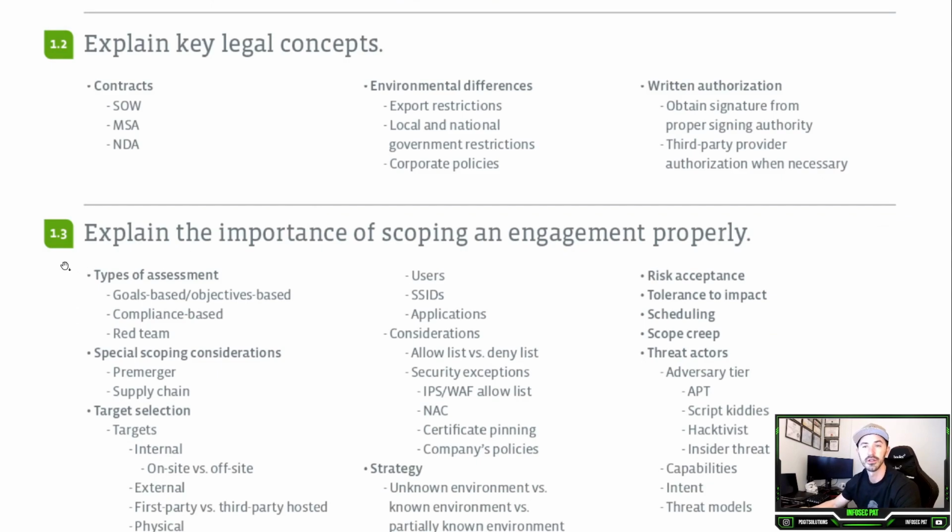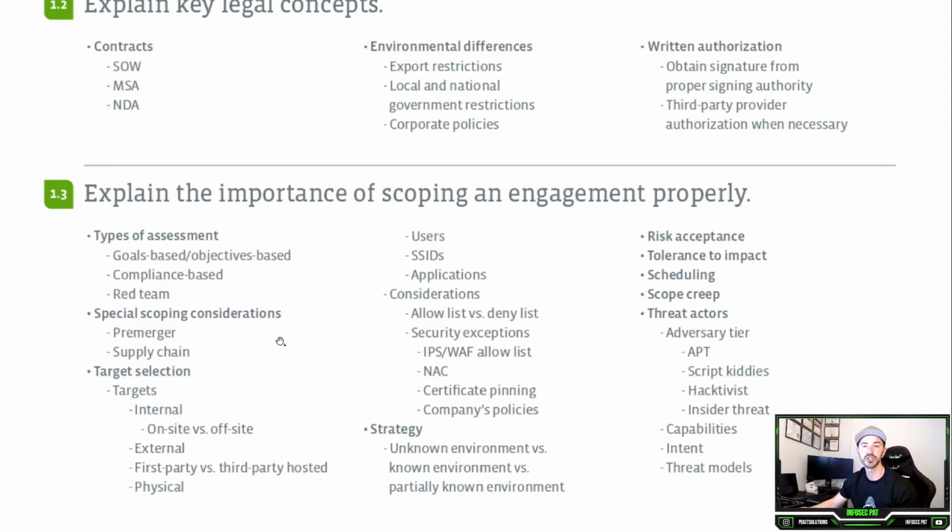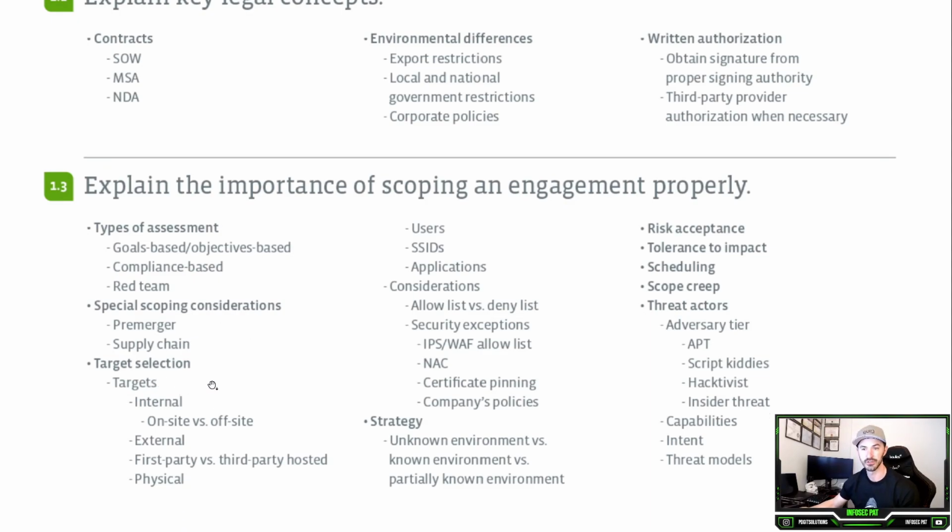Okay, so domain 1.3, explain the importance of scoping and engagement properly, right? This is pretty important. So types of assessments, special scoping considerations, target selections, like what are you doing? An internal one, an external one, an on-site one, a physical pen test. Are you trying to test a biometric system, or the physical security around the boundary of the building? See if you can tailgate into someone's building, you know what I mean?